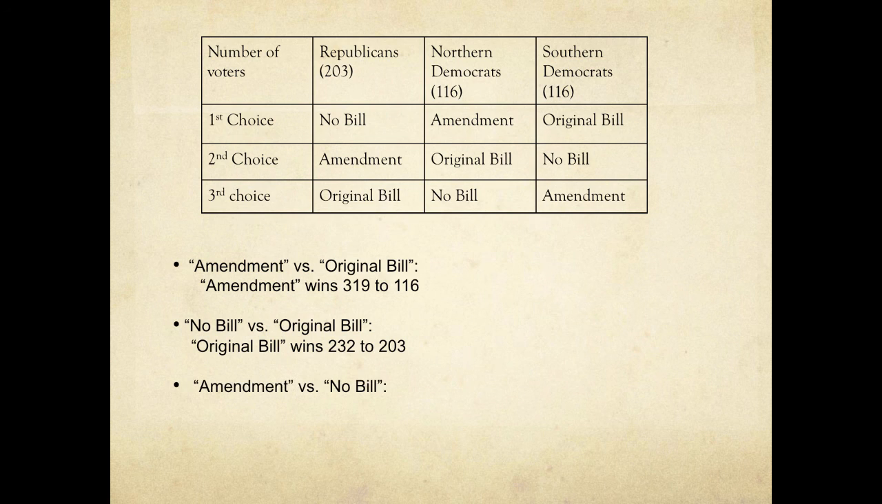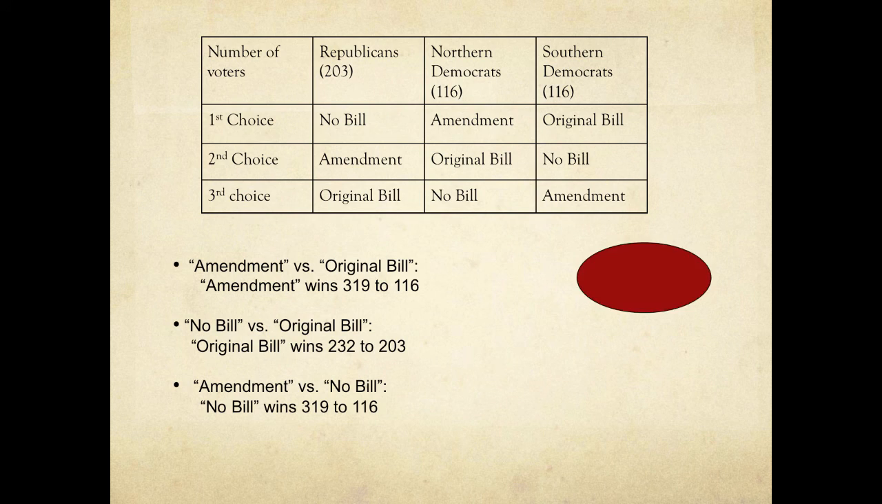Now let's compare just the amendment versus no bill. If you're comparing those two choices, no bill actually wins because the Republicans and the Southern Democrats will team up and form a coalition, Republican and Southern Democrat, and no bill wins. 203 plus 116 from the Southern Democrats makes 319 to the 116 from the Northern Democrats. So then we have no bill is the winner in that particular contest.